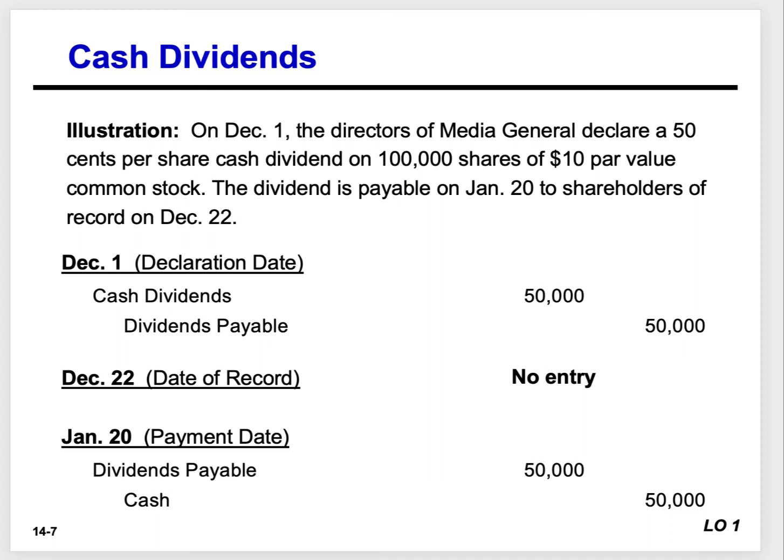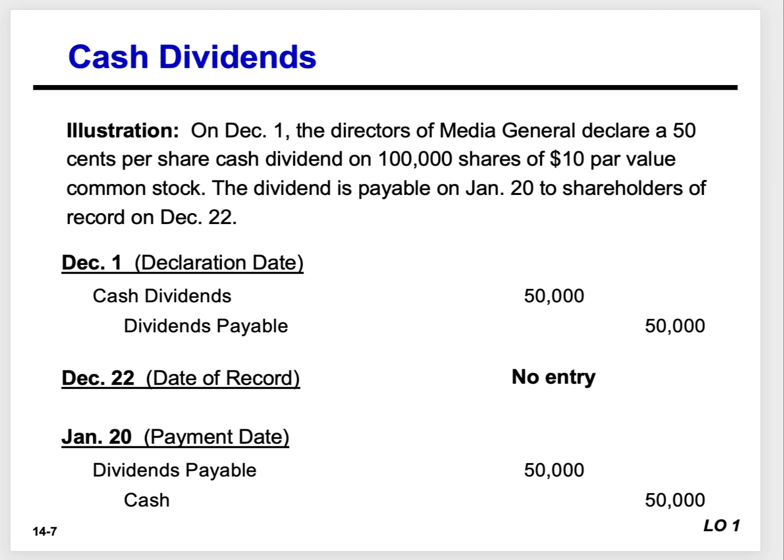Okay, so let's look at an example here. This kind of goes over what we already talked about. Let's say on December 1st, the directors of Media General declare a 50-cent per share dividend. Okay, cool. 50 cents per share, that's the dividend we're paying. We need to know how many shares are outstanding. Well, we have 100,000 shares of $10 par value common stock.